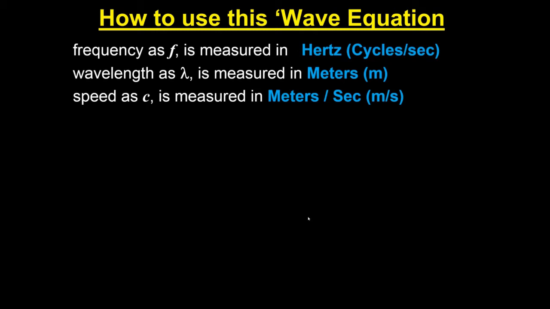But meters per second is the measure of speed in normal physics. You could talk about kilometers per hour or miles per hour, but meters per second is the standard.